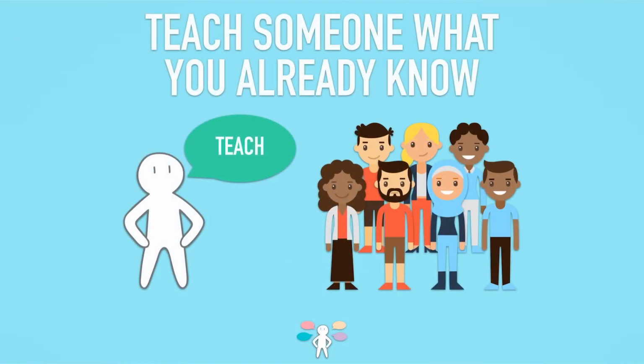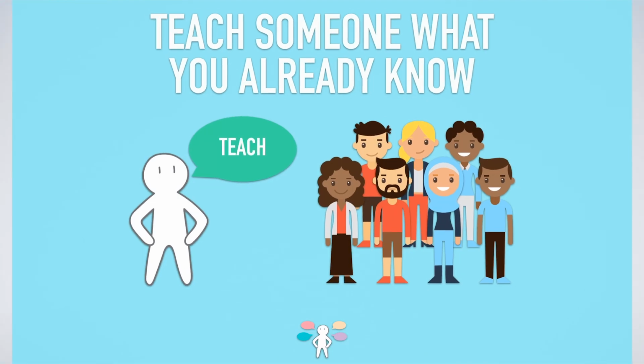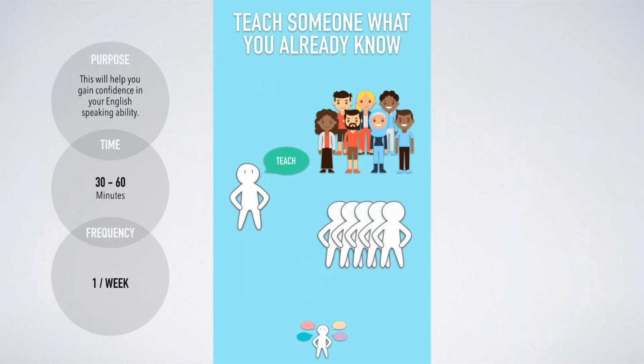All right, the next one is teach, or in other words, you will teach someone what you already know. Now, don't get confused. This is still something that you're going to practice alone. When I say alone, it means without a native English speaker. However, you can still teach other people what you know. Let me explain. So the purpose is this will help you gain confidence in your English speaking ability. You see, what happens is when you teach someone what you know, it makes the information you already have inside your brain stronger. And it also helps it to be more solidified in your brain. Okay?